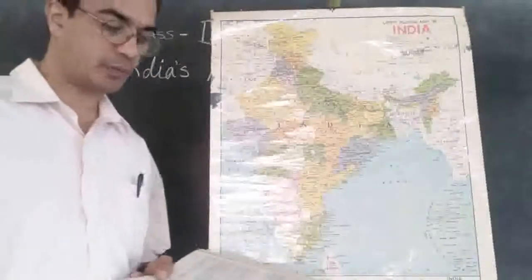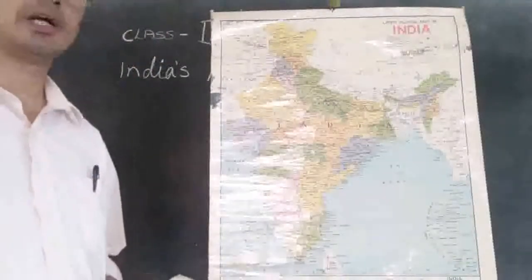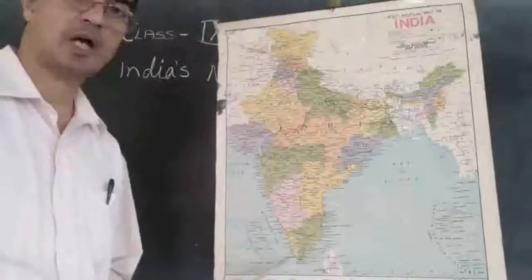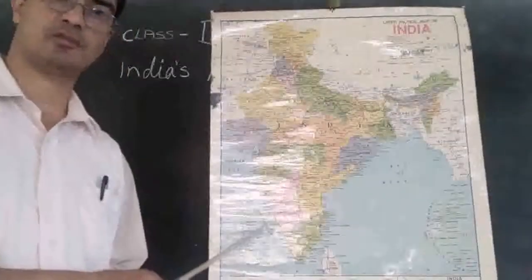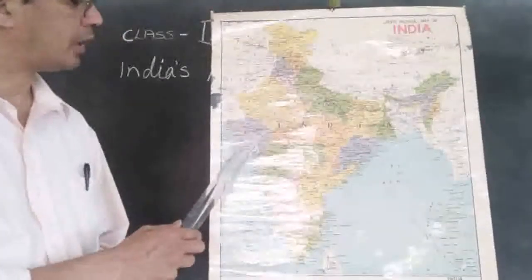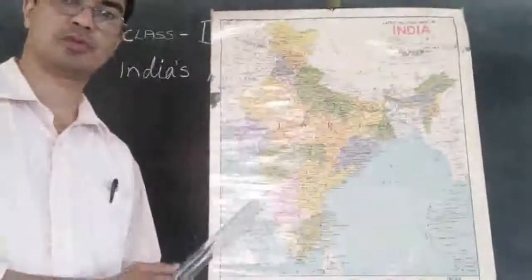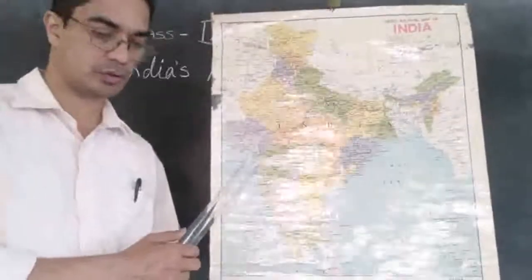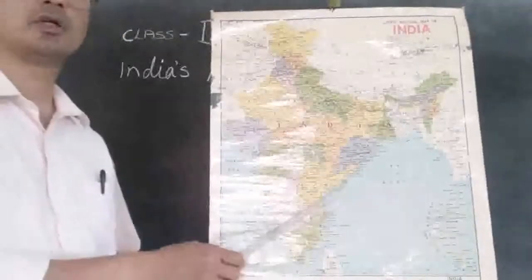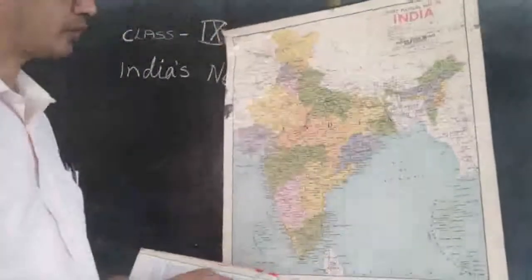Let us find out the number of union territories along the western and eastern coast. Which is the western coast? This one. In this western coast, how many union territories are there? Here there is Daman and Diu, then here we have Lakshadweep. So two union territories are here. And what about here? Here also we have union territories.